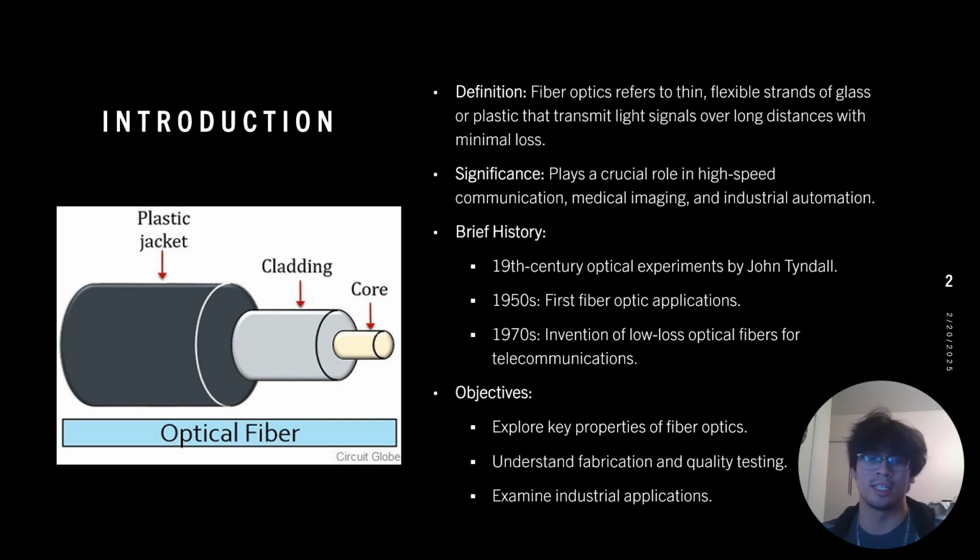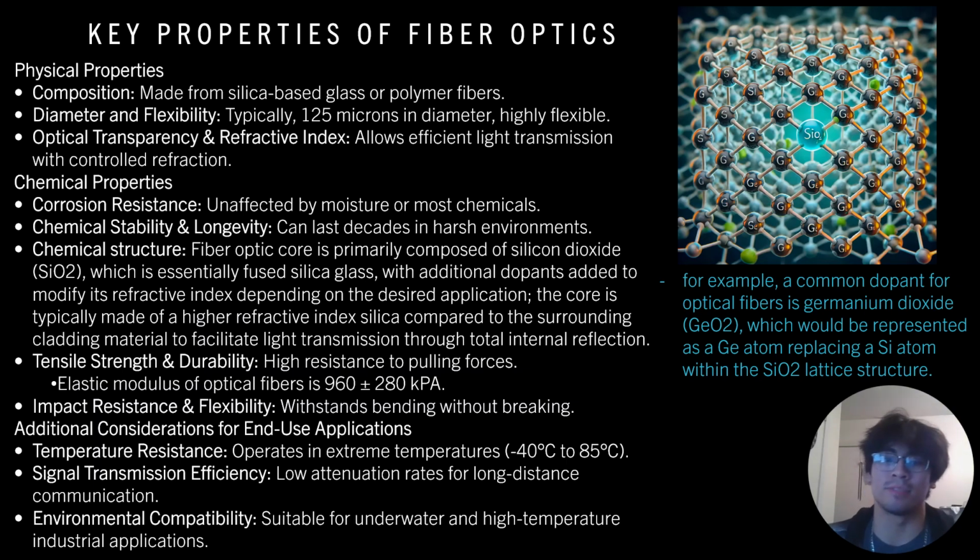And so, in this presentation, my goal is to explore the key properties of fiber optics, understand fabrication and how the quality is tested, as well as examine the industrial applications of fiber optics. Now, as far as key properties, fiber optics has two main kinds, physical and chemical. As far as physical properties, it's made of a silica-based glass most of the time, but polymer fibers can sometimes be used. It's very thin, usually about 125 microns in diameter, making it highly flexible.